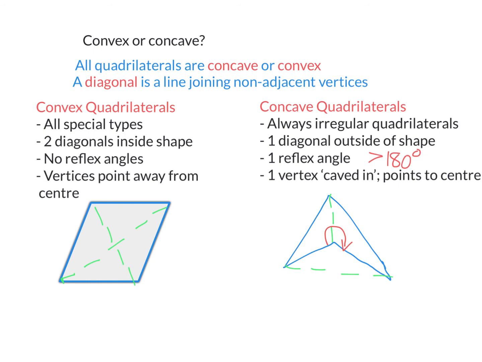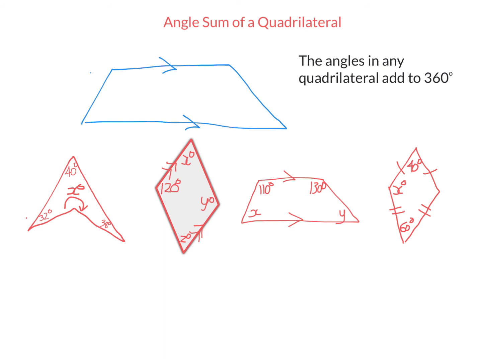Let's now look at finding unknown angles. So for any quadrilateral, whether it's a trapezium, parallelogram, whatever, the angles add to 360 degrees. That's because you can take any quadrilateral and you can divide it into two triangles. So if I draw a line here, I know that the three green angles must add to 180, and the three yellow angles must add to 180, because the angle sum of any triangle is 180, so the angle sum of a quadrilateral is 180 plus 180, 360 degrees. We can use that to find unknown angles.